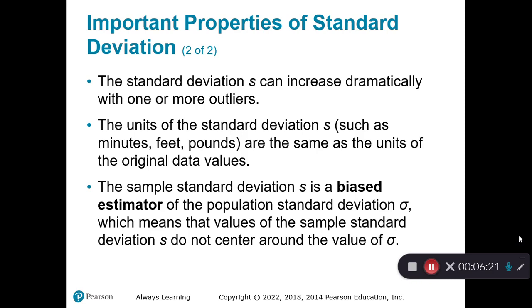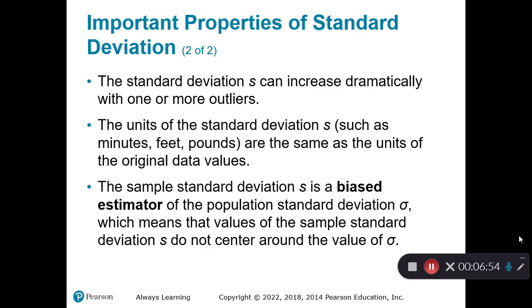The units of standard deviation are the same as the units for the original data values. So if your data values included minutes or feet or pounds or any other unit, standard deviation units would match that. The sample standard deviation S is a biased estimator of the population standard deviation sigma, and what this means is that values of the same standard deviation S don't necessarily center around the population standard deviation sigma.